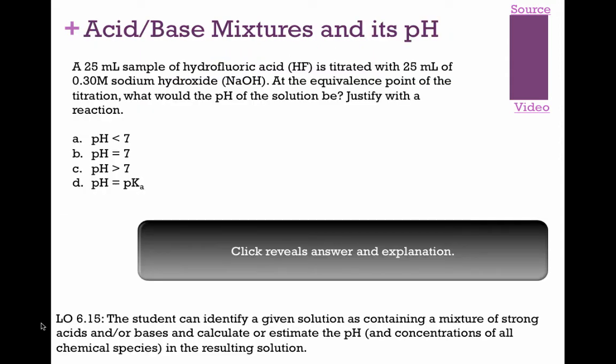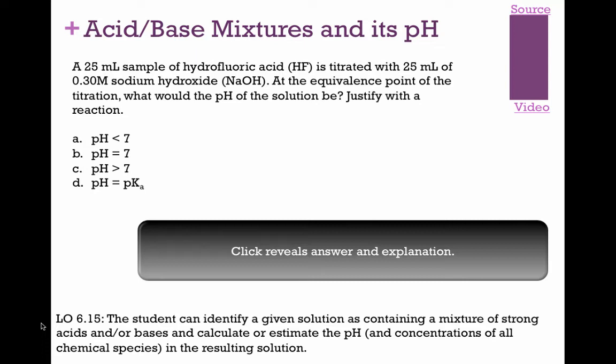Okay, so then here's a question with acid base. 25 milliliter sample of HF. As you read through, label. What's HF? Hydrofluoric acid. What kind of acid? Weak acid. Label as you go through. It's titrated with 25 milliliters of 0.30 molar sodium hydroxide. What's sodium hydroxide? Strong base. So we have weak acid, strong base. At the equivalence point, what would the pH be and justify with a reaction?